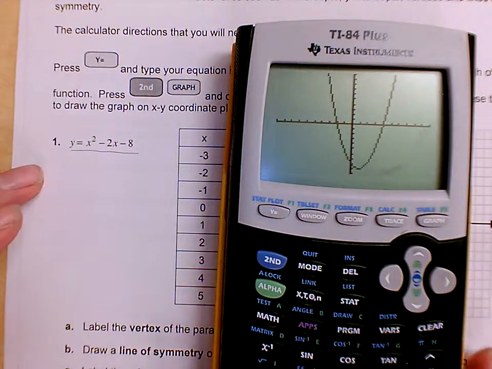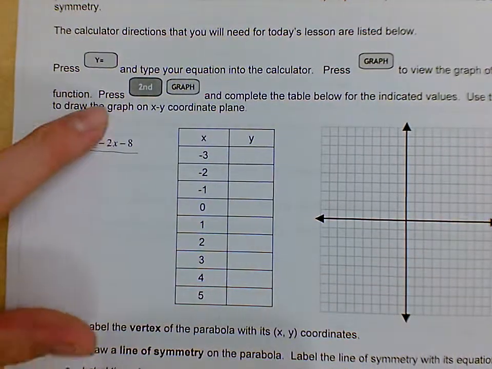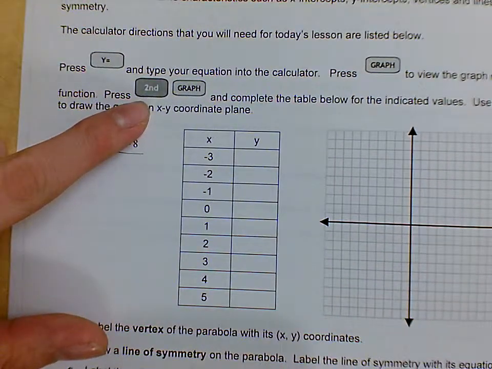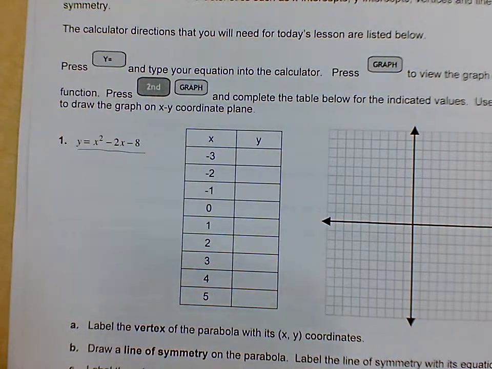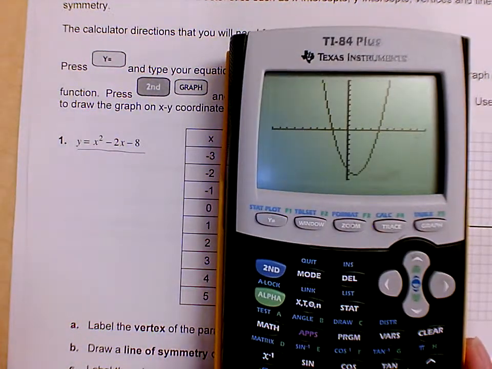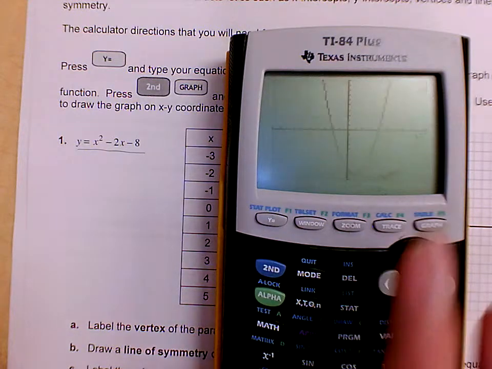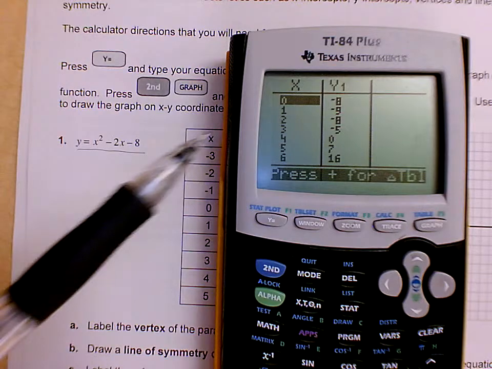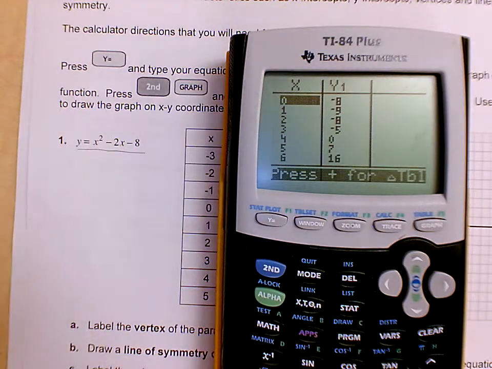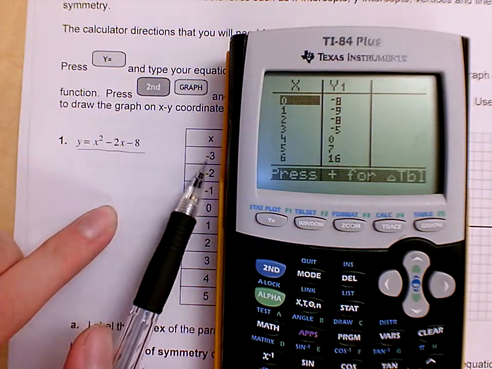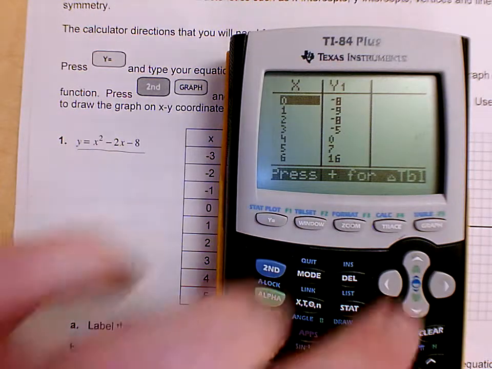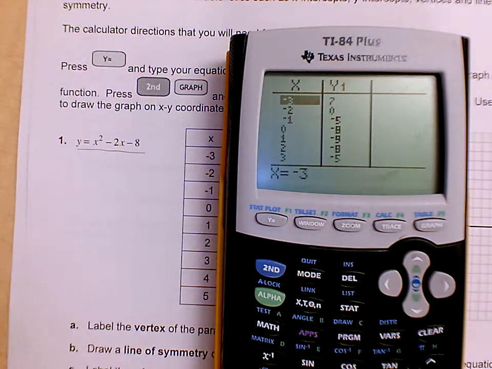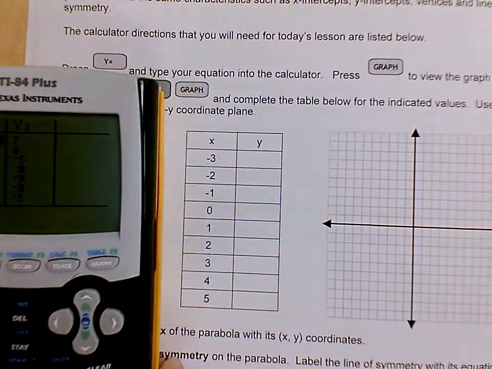And we're going to sketch that in just a bit. It says press second graph and complete the table below for the indicated values. So we're going to hit second graph to get a table of values. Now notice my table starts with 0. But the table on your packet starts at -3. So I just have to hit up a couple times so that I can see -3. And once I have that, I can just copy down the table.